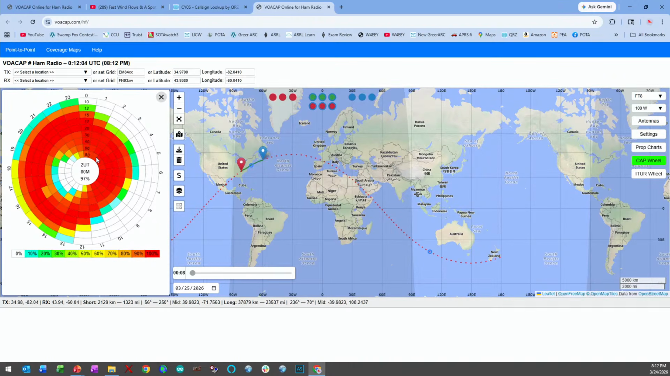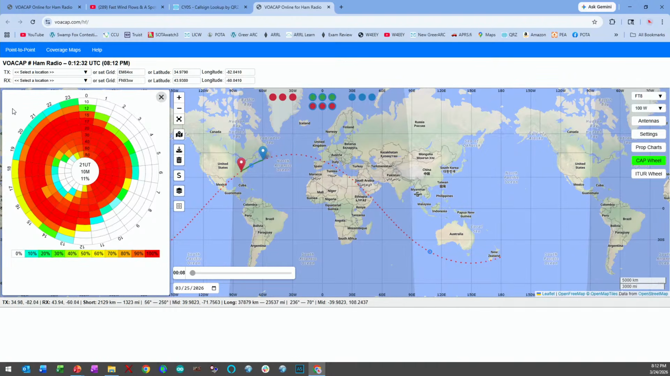So if I do that, on 80 meters, I'd have a 97% chance of working them. On 60 meters, 99%. And 40 meters, 99%. So if I wanted to work Sable Island on all of these bands, I would just pick a different time of the day for doing so. So you can kind of see how this propagation tool may work.